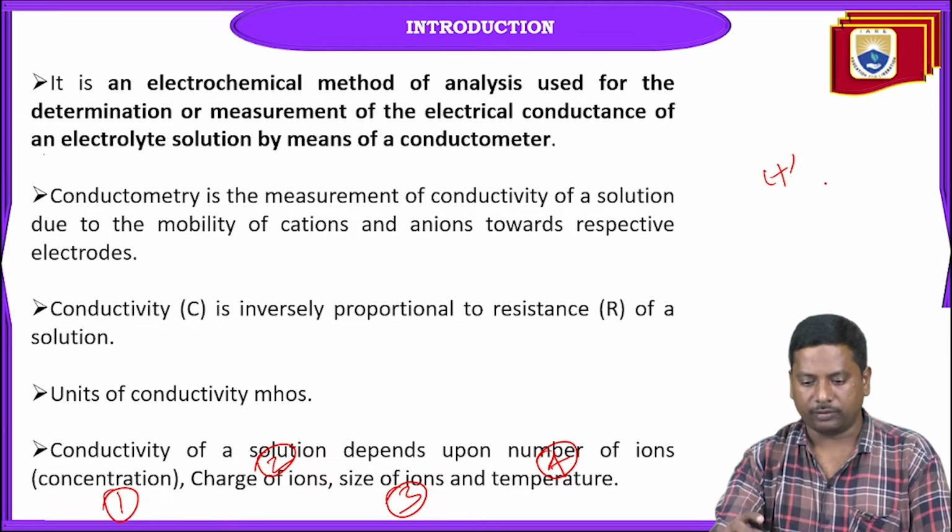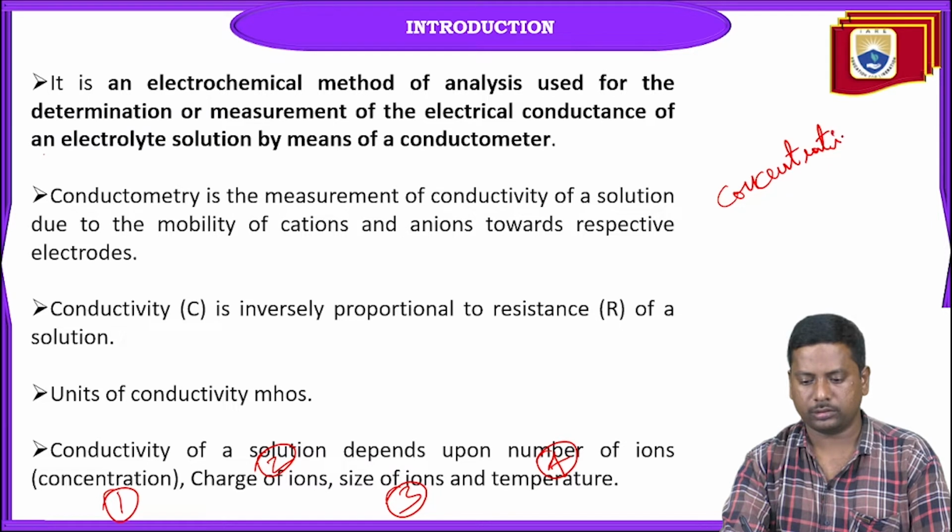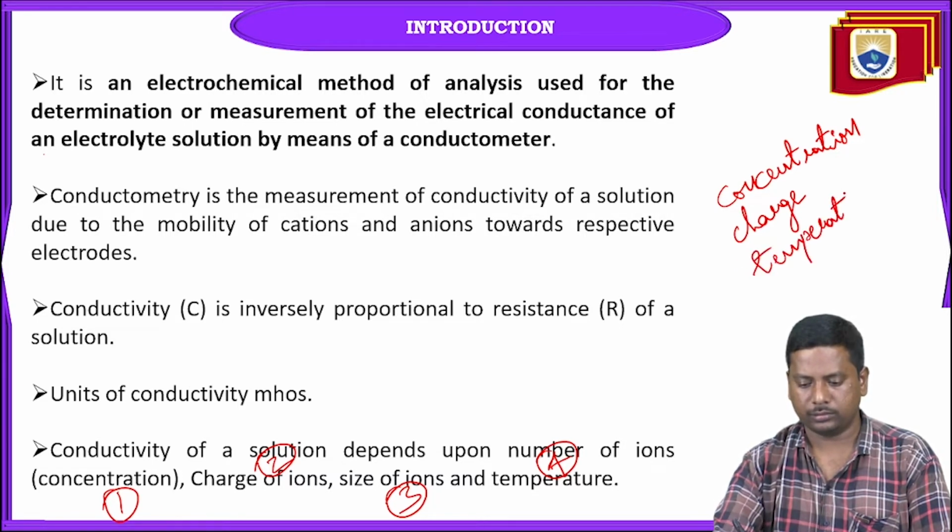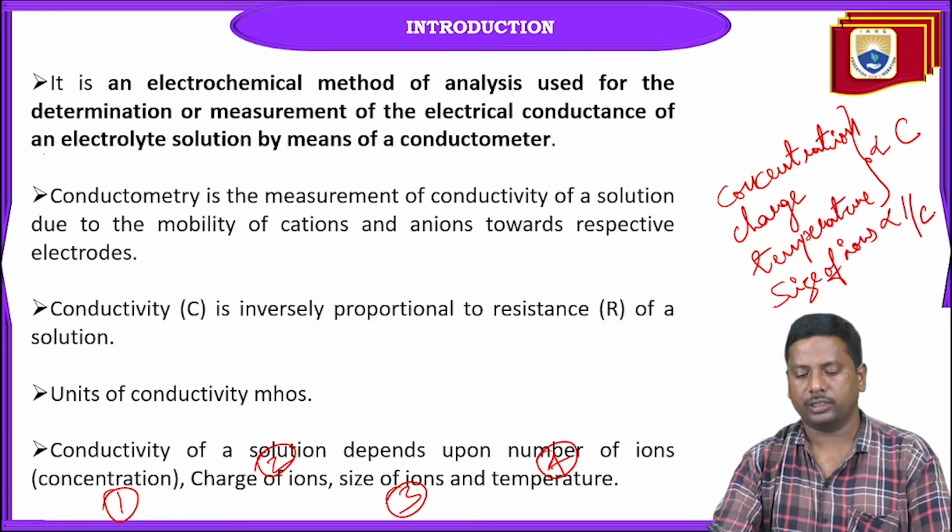Now we see the first factor, concentration, and second one, charge on the ions, and third one, temperature. All these three factors are directly proportional to conductivity. One and only size of the ions is inversely proportional to conductivity. So these are the four factors which affect the conductivity.